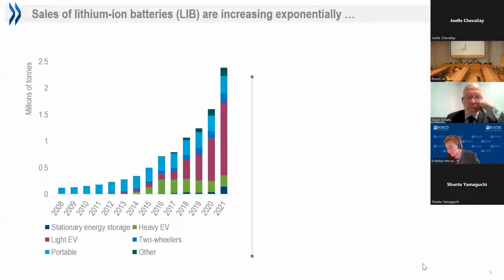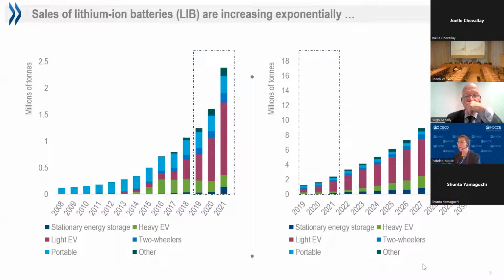The use of lithium-ion batteries in electric vehicles has caused an exponential increase in lithium-ion battery production. What you see now on the screen is actual figures, how the production of lithium-ion batteries has evolved from 2008 to 2021. And then if you can move to see the next part of the slide, these are projections. On the right-hand side of the slide, you have 2019, 20, and 21, and the rest is projections, and we are looking at a very considerable increase in the production of lithium-ion batteries.